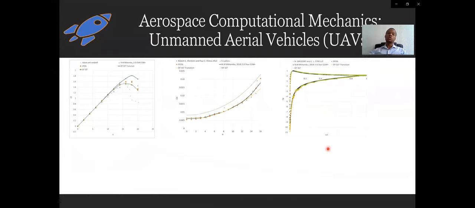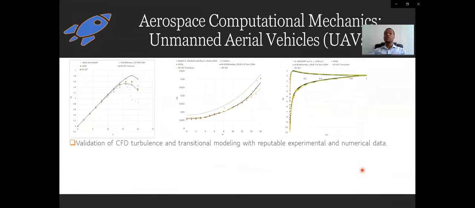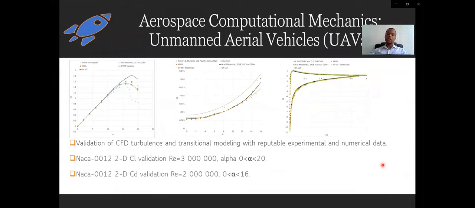We also do validation of CFD turbulence and transitional models against reputable experimental and numerical data. This is an example of one such validation, where the NACA 0012 was considered. Lift coefficient, drag coefficient, and pressure distribution were the engineering quantities of interest, for a low Reynolds number range.